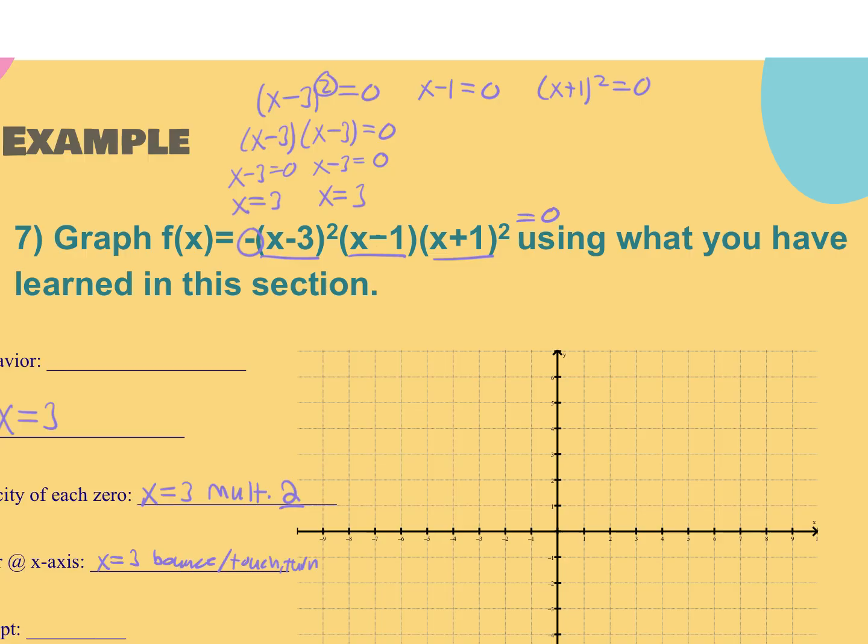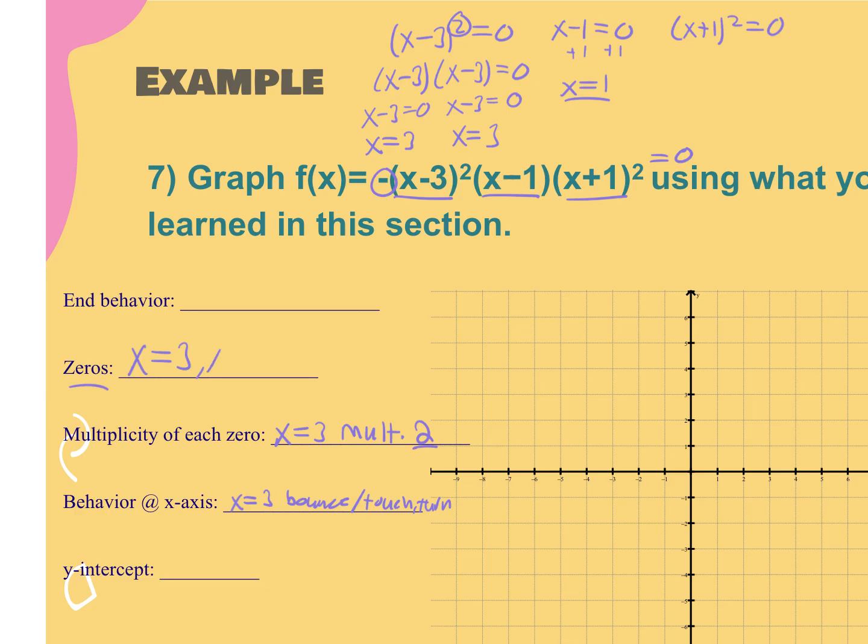Now let's try the same thing with x minus 1. This one I can just add 1 to both sides, and I get x equals 1. That one only showed up once, so I'm going to say this has a multiplicity of 1, and I'm going to say x equals 1 crosses the x-axis, because 1 is an odd number.